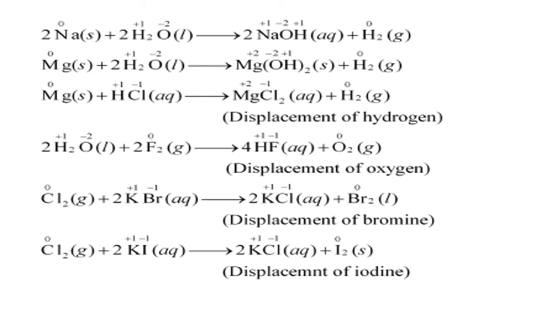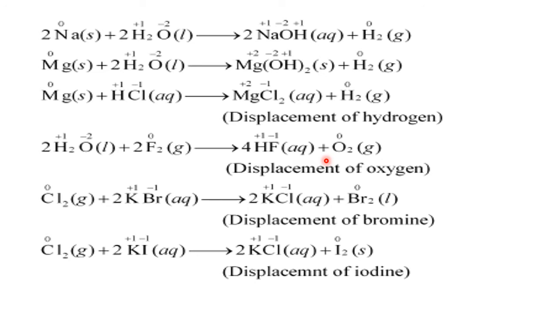Now please see this one. Sodium with water, magnesium with water. Here we find displacement of hydrogen, displacement of oxygen. All these are non-metals. So in displacement, there are two categories: displacement of a metal and displacement of a non-metal. Till now, we were discussing displacement of what? Metal. Now, these are examples of displacement reactions where a non-metal is undergoing displacement.